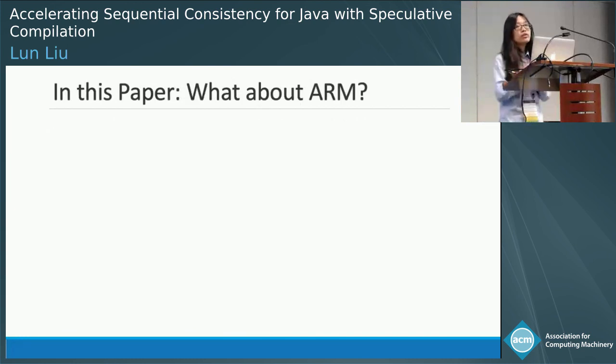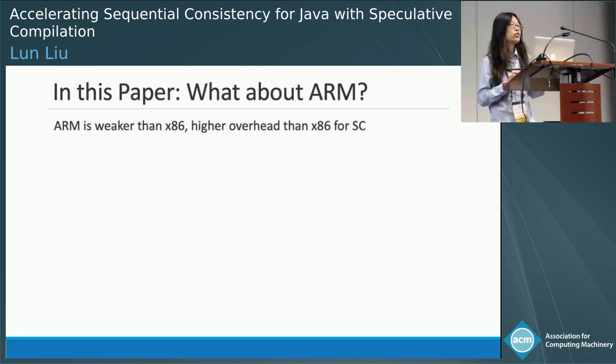Now, after we have this result, a normal question we get is, what about ARM? ARM is another commonly used architecture, but it is much weaker than x86, meaning that the ARM architecture allows much more reordering between instructions compared to x86. Therefore, if you want sequential consistency on ARM, you're going to have a higher overhead than on x86. To answer this question, there's only one way to find out: we have to actually implement it and measure it.